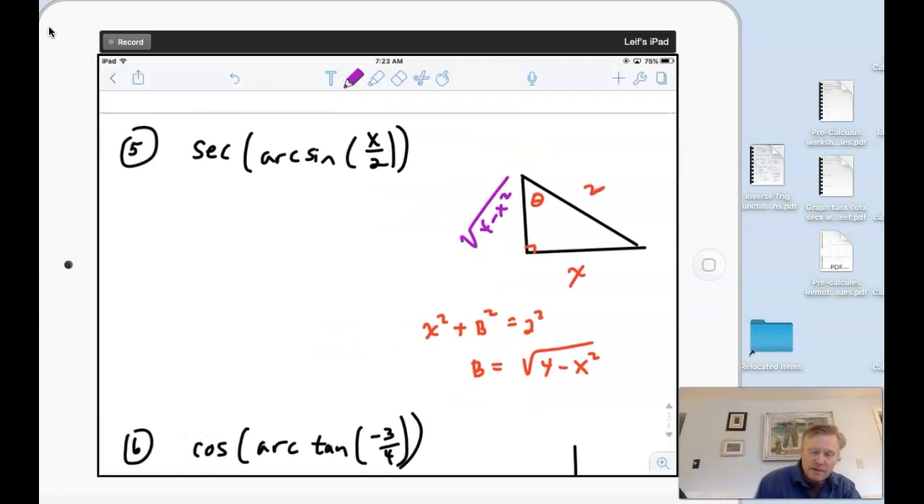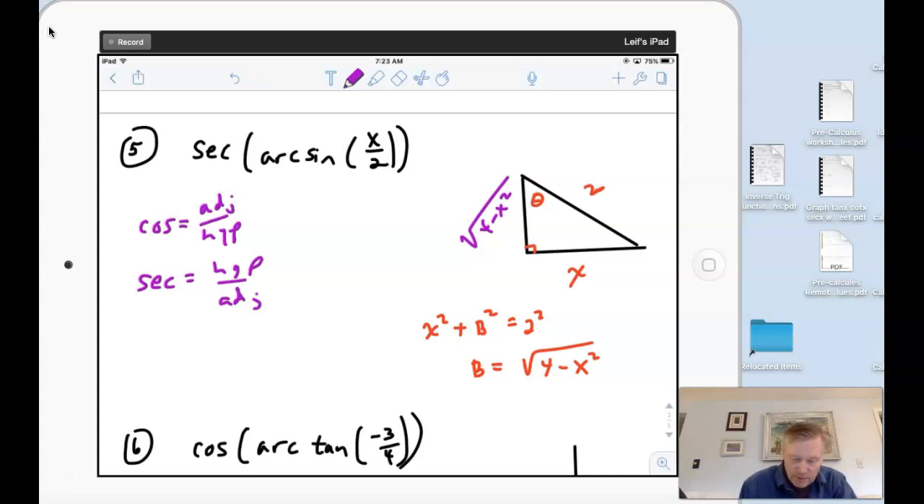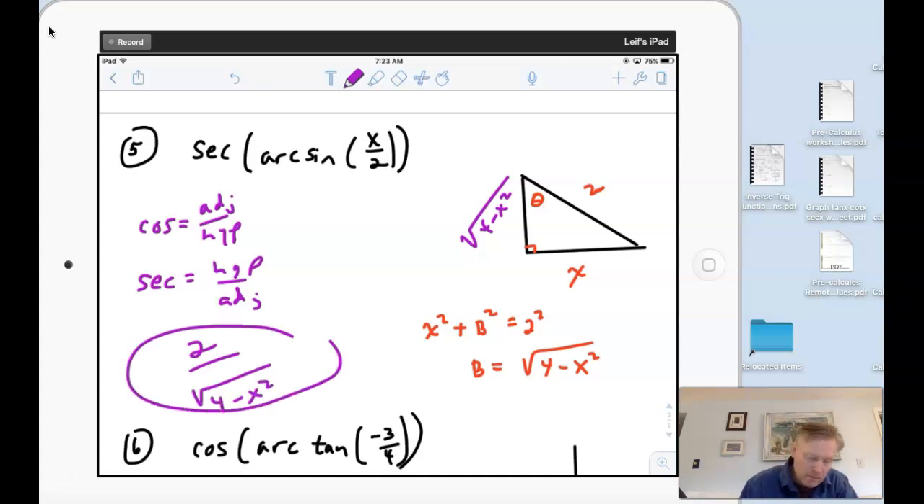And now I'm looking at secant. So secant is the cosine upside down. So if the cosine is the adjacent over hypotenuse, then the secant would be the hypotenuse over the adjacent. The hypotenuse is 2, and the adjacent is the square root of 4 minus x squared. And that's my answer.